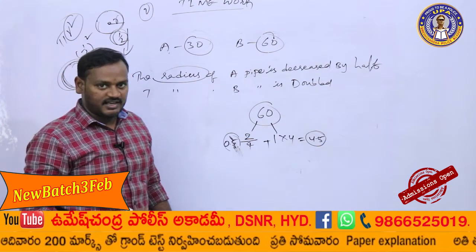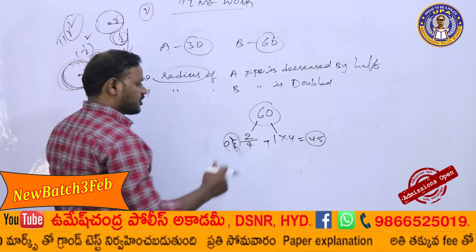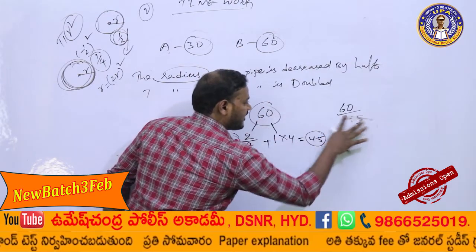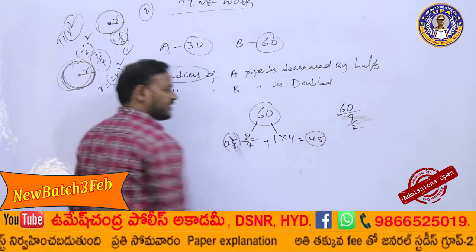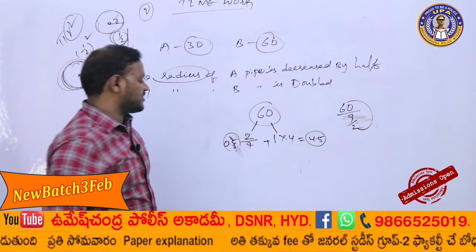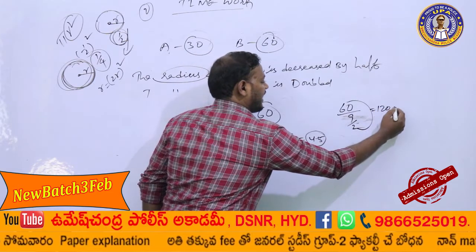Is it clear? Now we need to fill a total of 60 liters, right? So 60 liters means 60 divided by 4.5. But don't take it as 4.5. It can be taken as 9 by 2, right? That's why this 2 should go upside. Is it clear? 2 60s are 120 by 9 minutes.